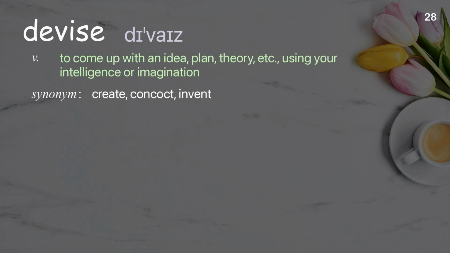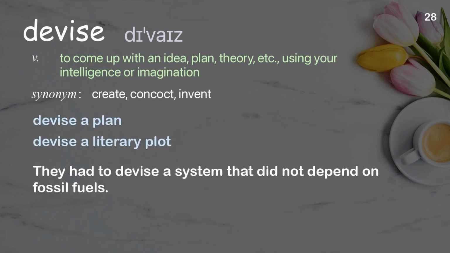Devise. To come up with an idea, plan, theory, etc., using your intelligence or imagination. Examples. Devise a plan. Devise a literary plot. They had to devise a system that did not depend on fossil fuels.